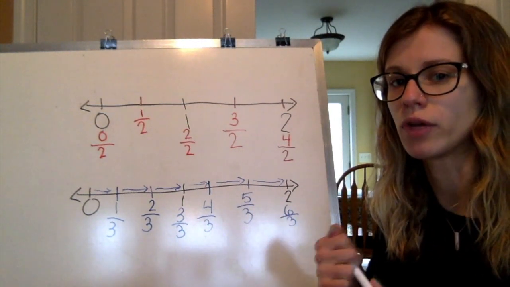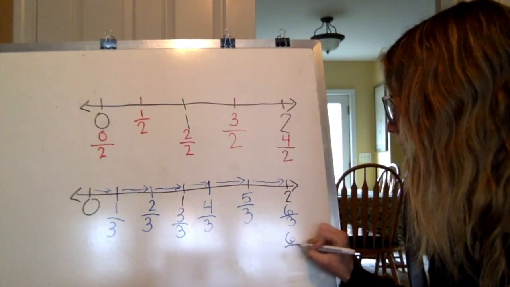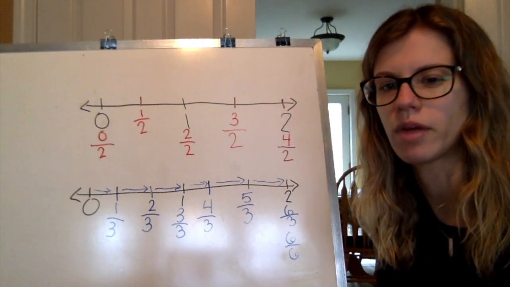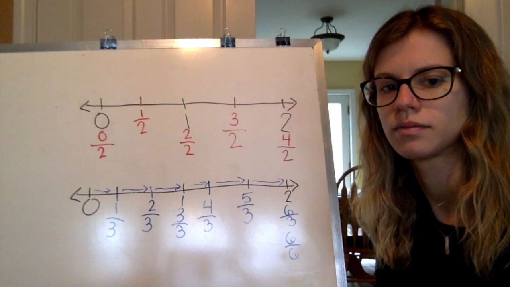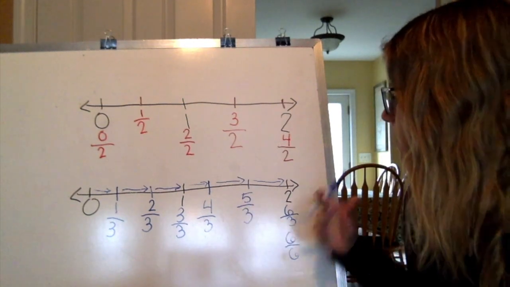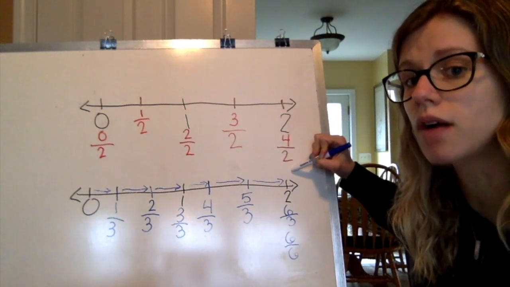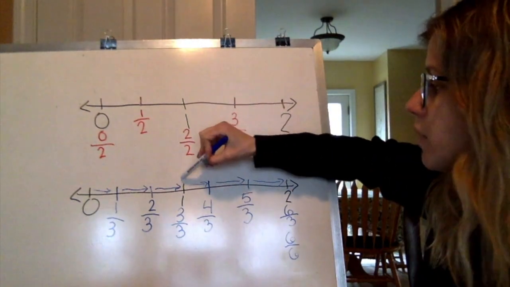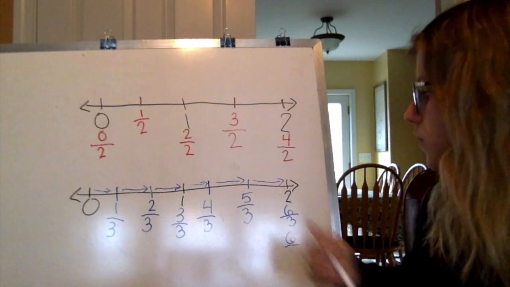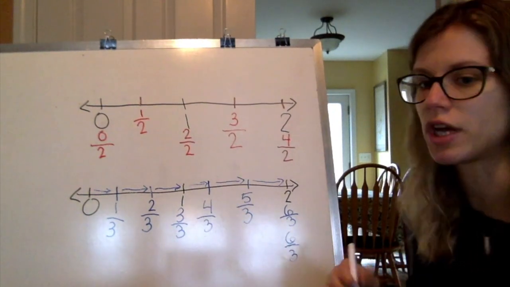I want us to think about really quickly, why wouldn't I say that this is 6/6? Think about it for a second. I wouldn't want to say it's 6/6 because this is more than just 1 whole. This is 2 blocks. So I need to keep it the same as my whole. My whole 1 block is broken up into 3 parts.